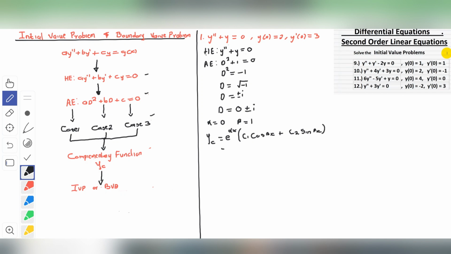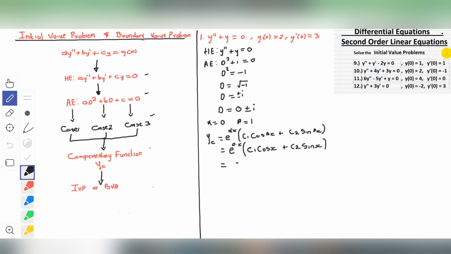We are going to have this equation whereby we have e to the exponent, our alpha is 0, therefore 0 multiplied by x, into c1 cosine of our beta. We can see that our beta is 1, so we just have cosine of x plus c2 sine of beta, which is 1, therefore x. And anything to the exponent of 0 is 1, right? So this is going to cancel out, therefore we'll be left with 1.